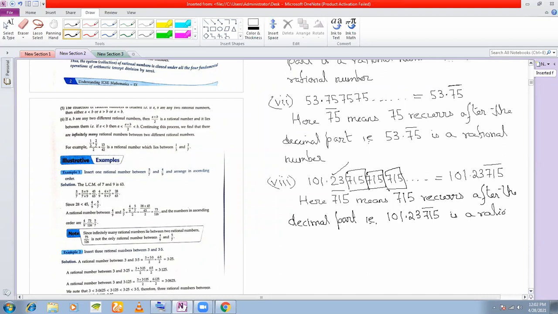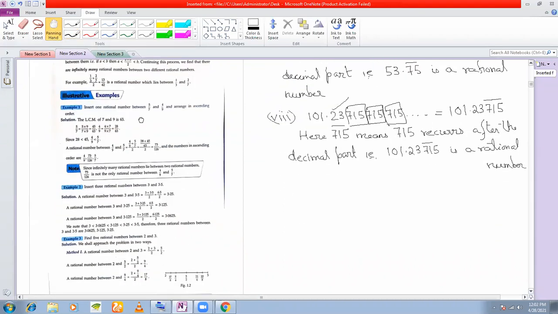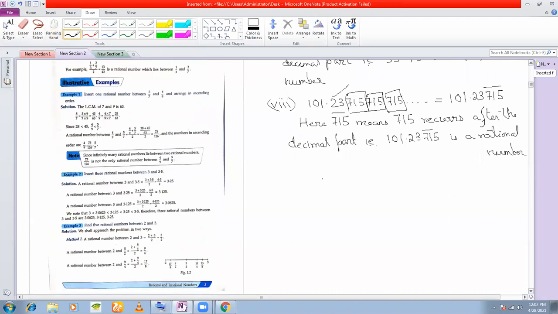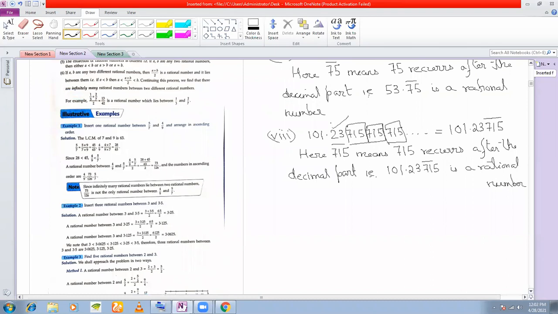Any questions till now? Anything that comes to your mind which you want to check, whether it is a rational number, whether you are confused with the rational number? Sir, I have not understood the last one. See, this is the entire number, right? 101.23. This number is your entire number, where 715 only recurs. You see that there is a recurring part at the end, right? 715 is the recurring part.